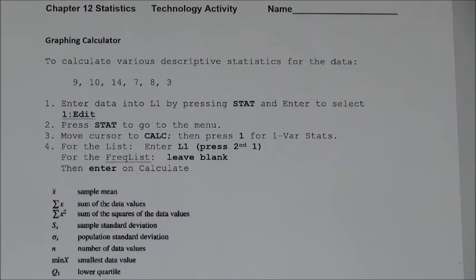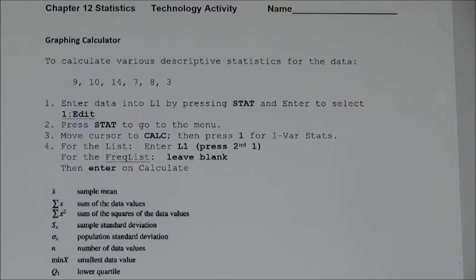All right, we are going to just do a few things for Chapter 12, Technology. The first one is just a review of how to do your one variable statistics, because a few types of the problems you have to either calculate the mean or the standard deviation of the list of data. The mean is easy enough to do.